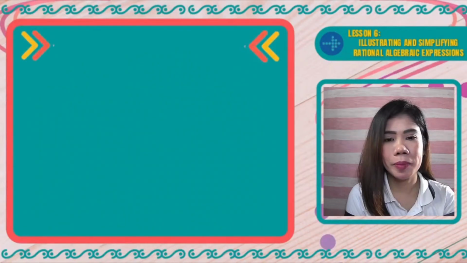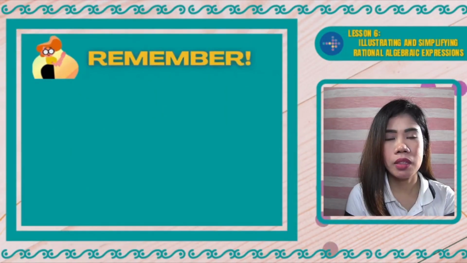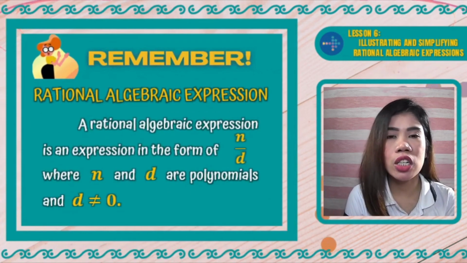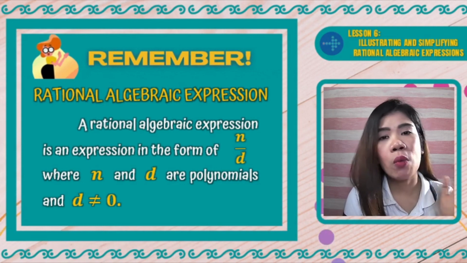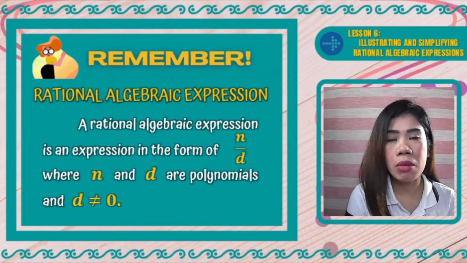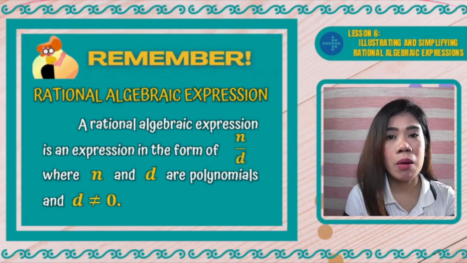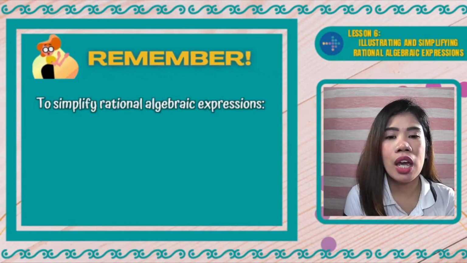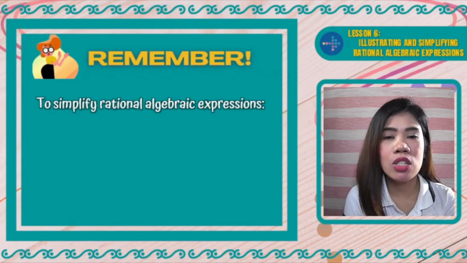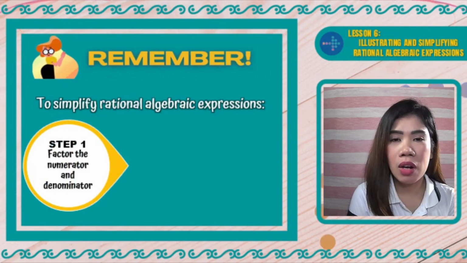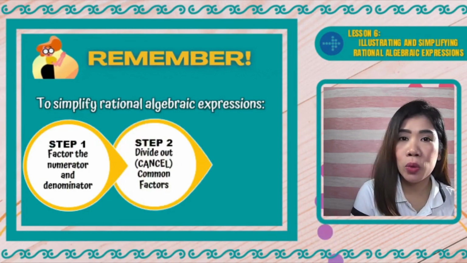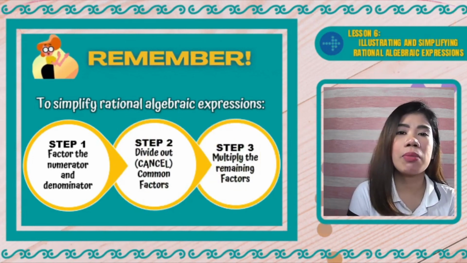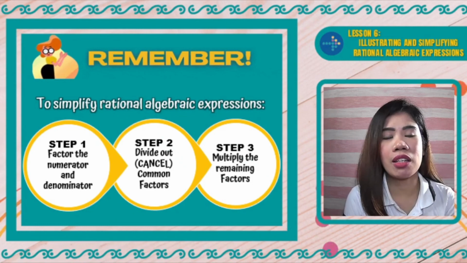So remember, rational algebraic expression is an expression in the form of n over d, where n is the numerator and d is the denominator, where n and d are polynomials and the denominator must not be equal to 0. And to simplify rational algebraic expressions, step 1, we need to factor the numerator and the denominator. Step 2, divide out or cancel the common factors. And step 3, we need to multiply the remaining factors.